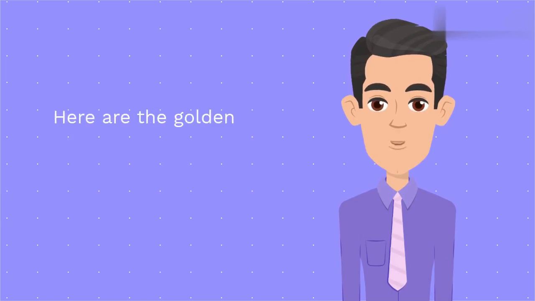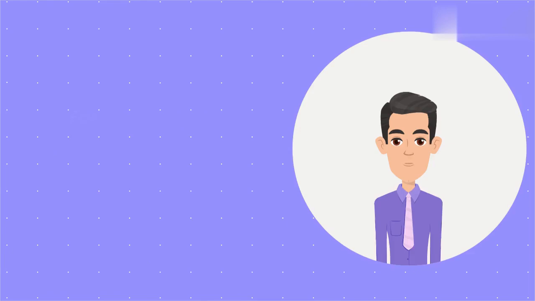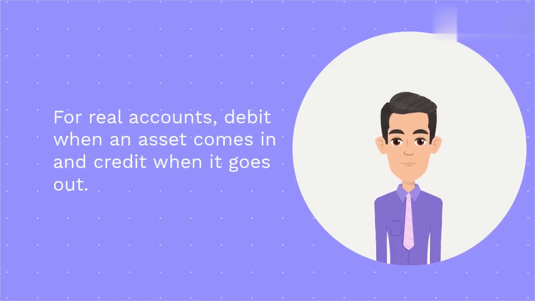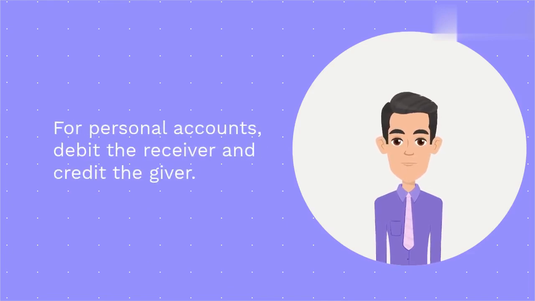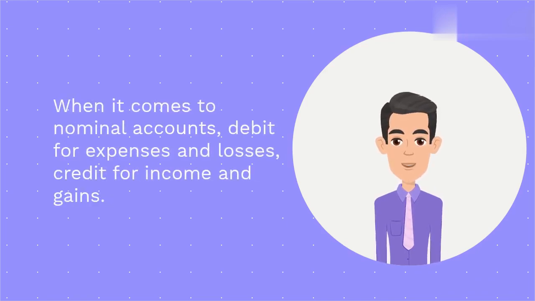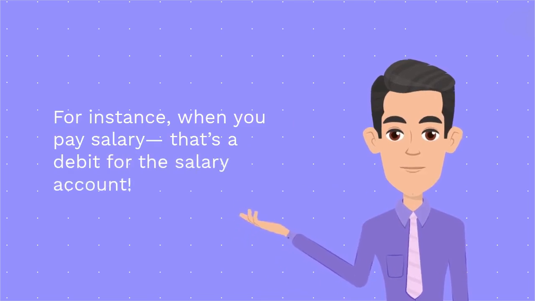Here are the golden rules of accounting for journal entries. Let's keep it straightforward. For real accounts, debit when an asset comes in and credit when it goes out. For personal accounts, debit the receiver and credit the giver. When it comes to nominal accounts, debit for expenses and losses, credit for income and gains. For instance, when you pay salary, that's a debit for the salary account.